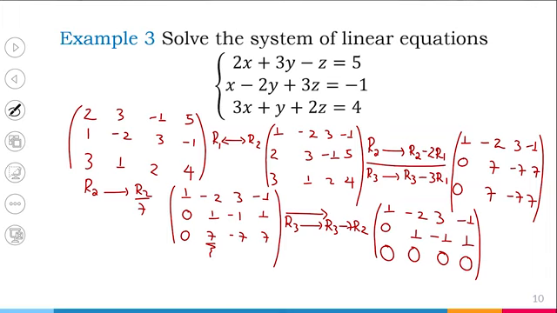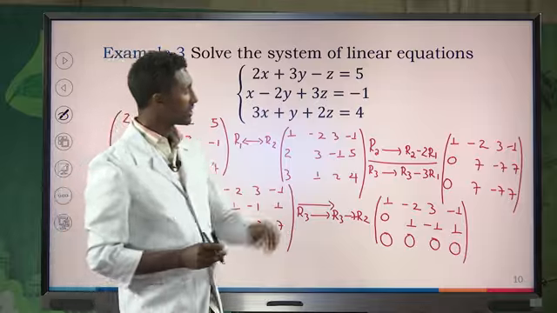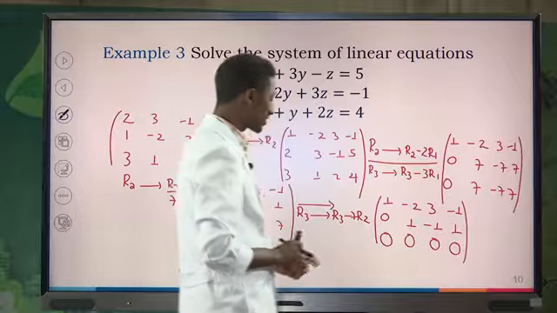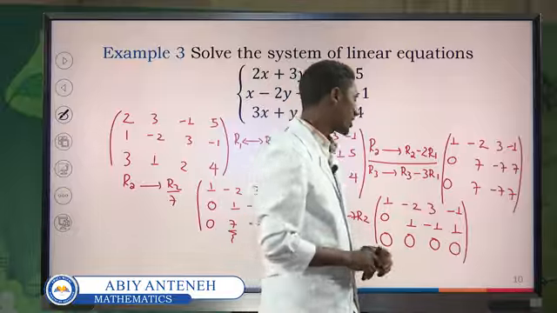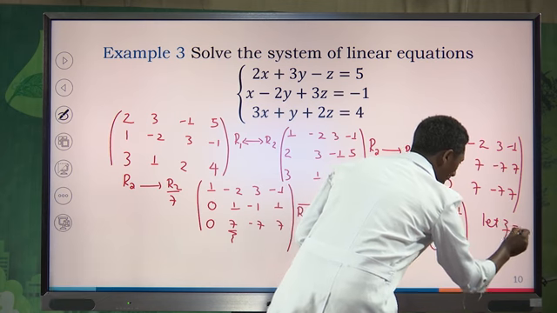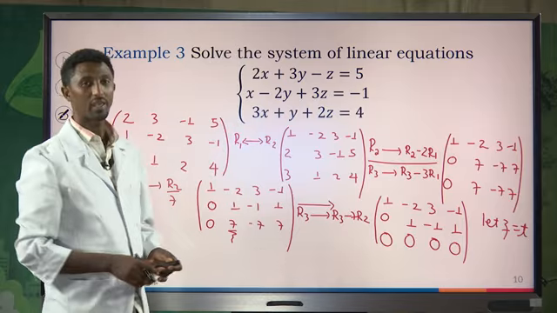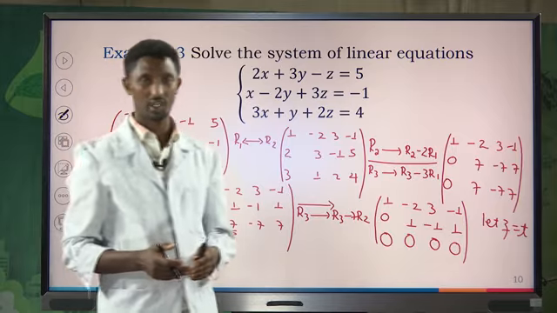This is also 0. When we reduce an augmented matrix into row echelon form, if the last row of the reduced echelon form is zeros, this system of linear equations has infinitely many solutions, because it is 0 times z equals 0. So for any z, this equation holds true. So let z equal some constant t, where t is an element of the real numbers. So if we let z equal t, we can solve y and x in terms of t.